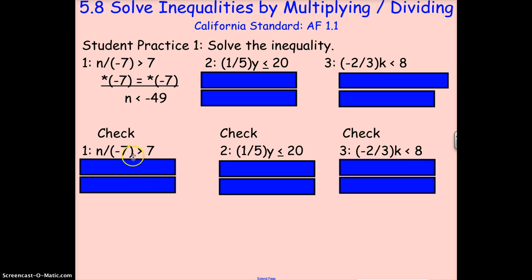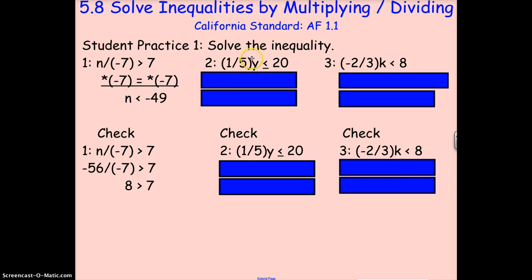So I need to pick a number less than negative 49 that's also divisible by 7. So I could choose negative 56, negative 63, negative 70, any number like that. So I go ahead and choose my number and do my division. Notice my socks match, so it becomes positive, and 8 is greater than 7, which is true.